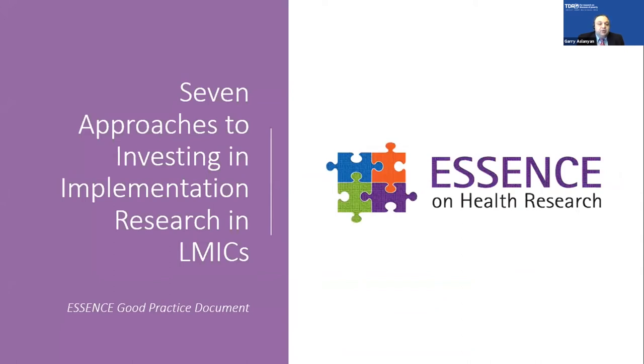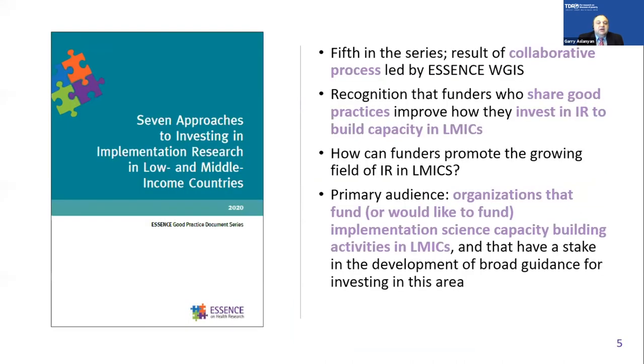The document today, the seven approaches to investing in implementation research in LMICs, came about really from the need. It was the fifth in the series, but it came about from the need of funders, some of them more involved than the others at the time in implementation research, to look at that and see how they can shape practices and learn from each other. And each of these documents usually goes through a year-long process, which in itself is a good way to bring various funders to talk to each other and identify the needs and identify ways to address them through identifying joint good practices. So while the primary audience of the document itself is funders, we also know, and we have engaged with, those who are working in implementation research or being funded for it.